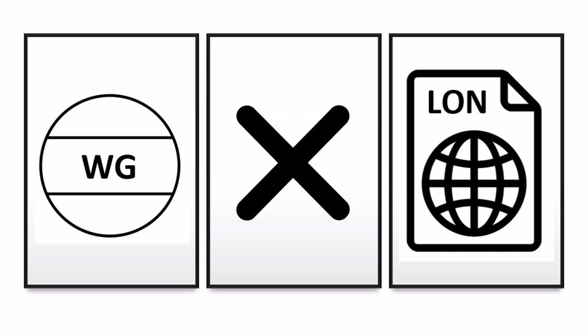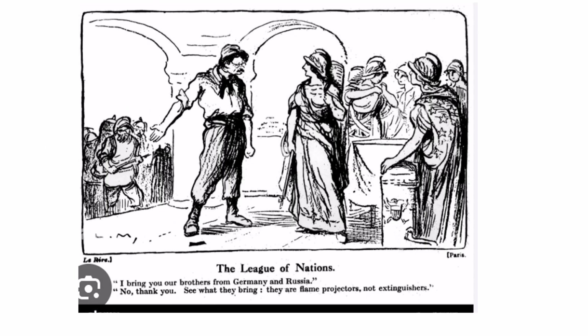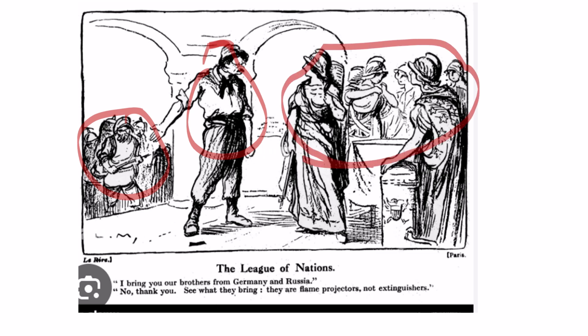And finally, Germany were not allowed to join the League of Nations because of the carnage of the First World War. And this is really shown here in this image. We can see a man welcoming some new members, and the members of the League of Nations are trying to introduce the League to new members. And this man says, "I bring you our brothers from Germany and Russia." And the League of Nations members, who I'm going to re-highlight in blue, say, "No thank you. See what they bring. They are flame projectors, not extinguishers."